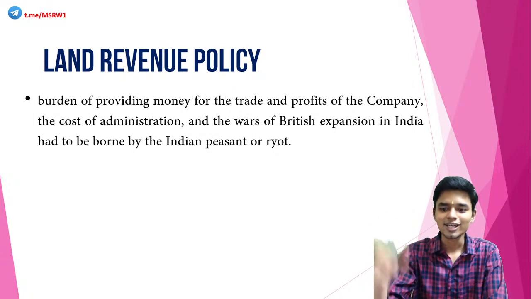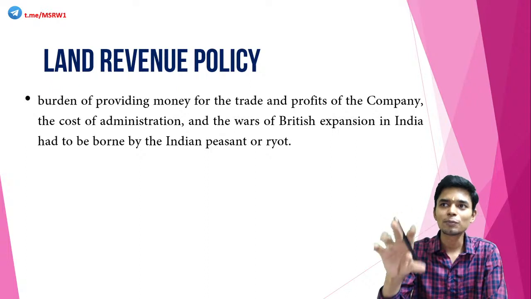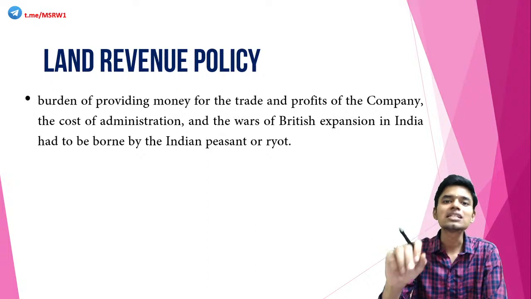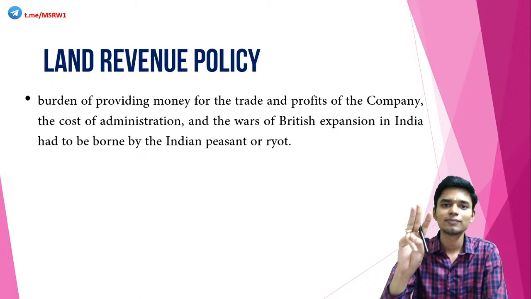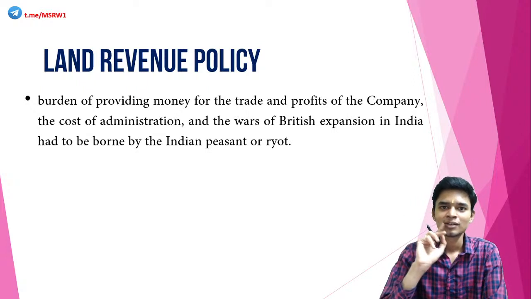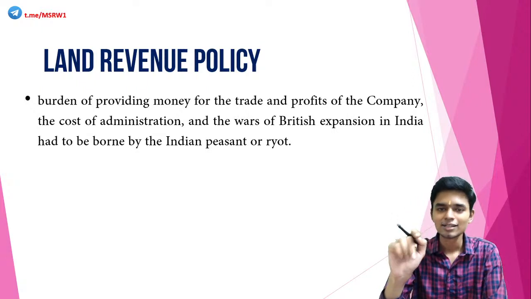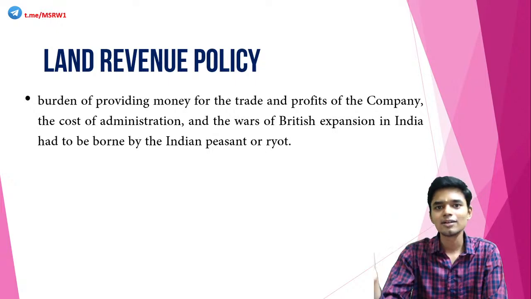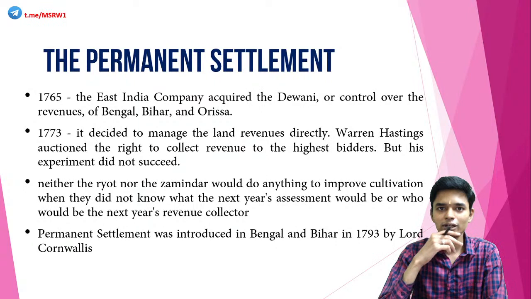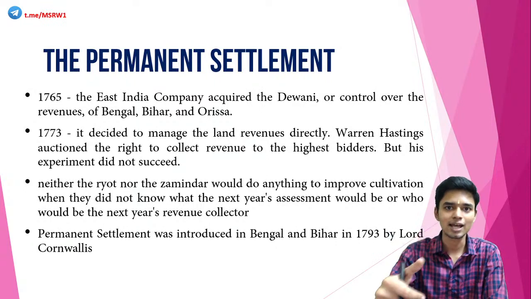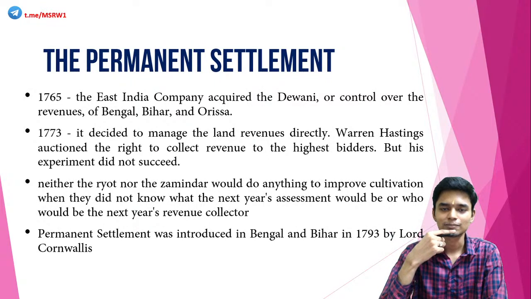Okay, so in order to gain more profits from land revenue, British actually established three kinds of land revenue policies in India. First one is the permanent settlement, second one is Raitwari, and third one is Mahalwari. Okay, all these three are very important. We are going to look into them one by one. This is the last part of this chapter. Okay, the permanent settlement system.